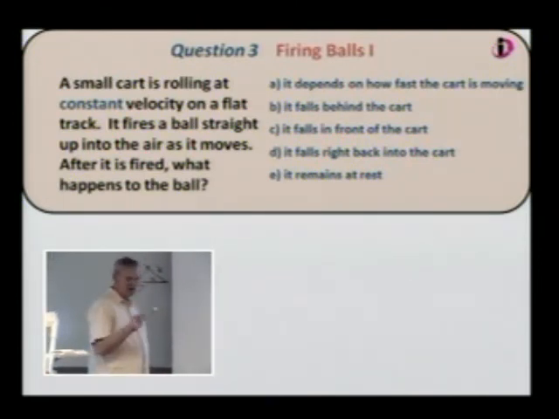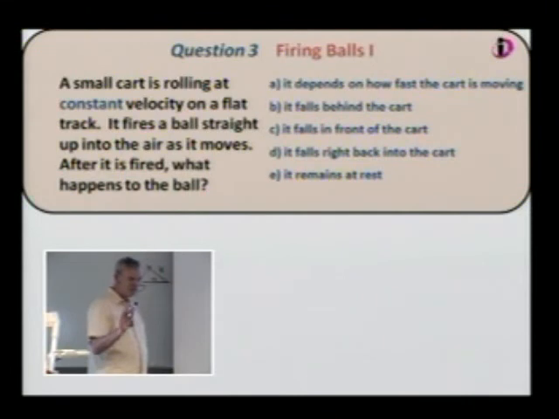A small cart, now, neglecting all air resistance, a small cart is rolling at a constant velocity on a flat track. It fires a ball straight up into the air as it moves. After it is fired, what happens to the ball? It depends on how fast the cart is moving, neglecting air resistance.